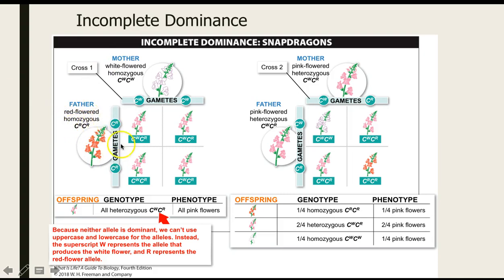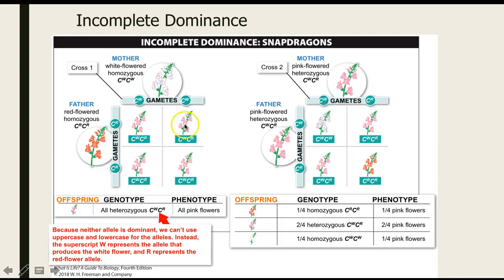If you cross an individual homozygous for red with one homozygous for white, you notice that each of the offspring are pink in phenotype, but they're also heterozygous for their genotype, a red and a white allele. Again, please understand that the superscript is very important, and it helps things be less confusing, even though it looks a little bit more confusing as you're going through this.